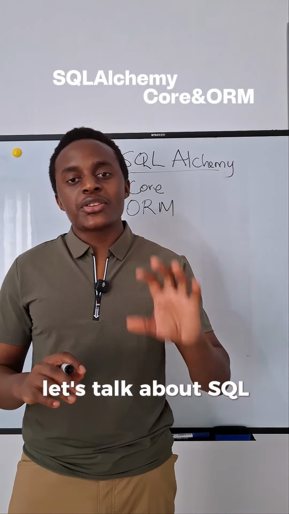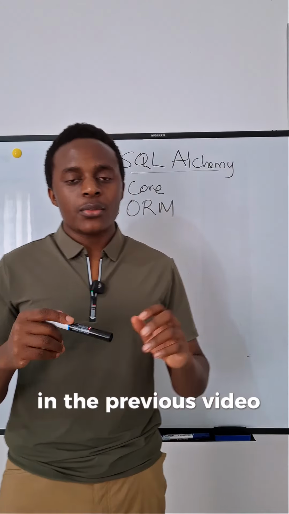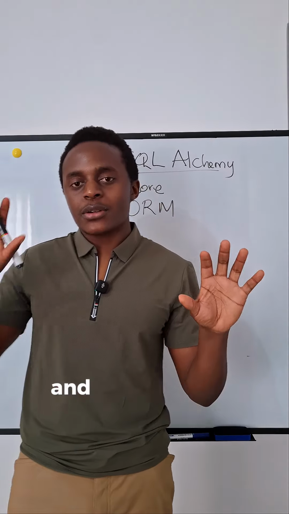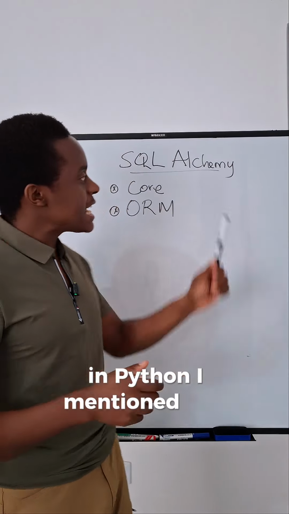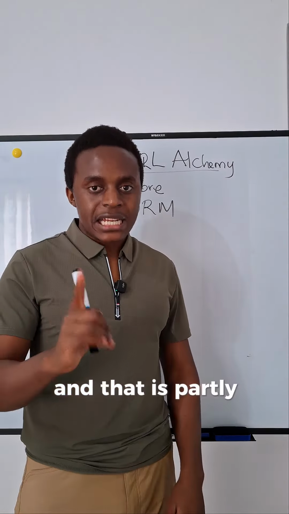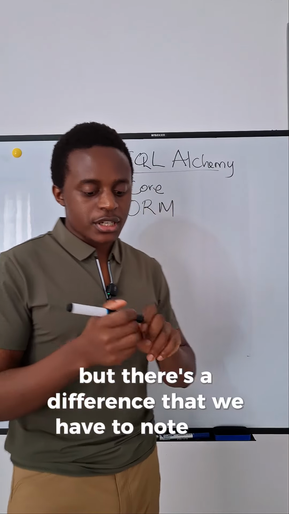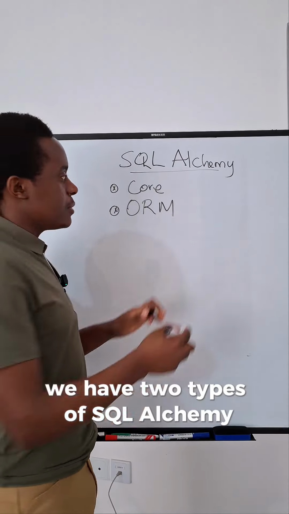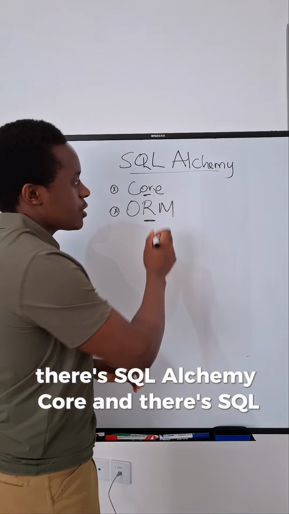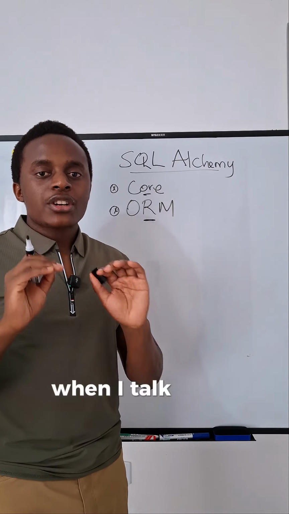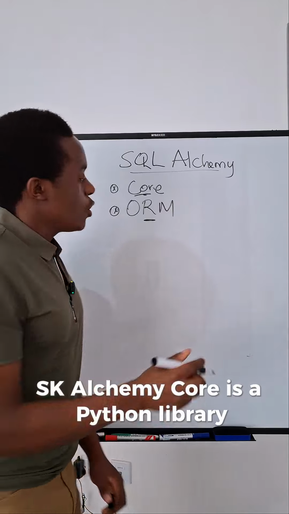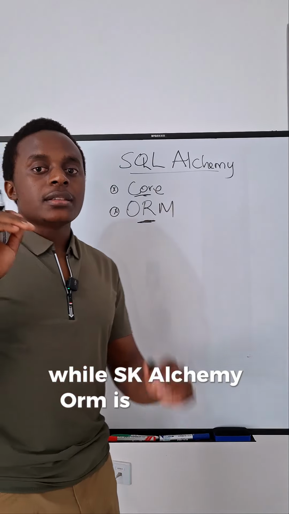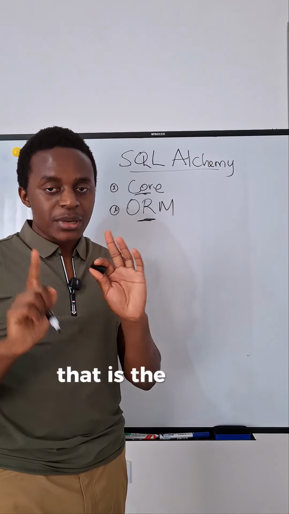Let's talk about SQLAlchemy. In the previous video, we talked about working with frameworks and working with libraries. And when I was giving an example of frameworks in Python, I mentioned SQLAlchemy. That is partly correct, but there's a difference that we have to note here. We have two types of SQLAlchemy. There's SQLAlchemy Core and there's SQLAlchemy ORM. When I talk about libraries, SQLAlchemy Core is a Python library, while SQLAlchemy ORM is a Python framework. That is the major difference between the two.